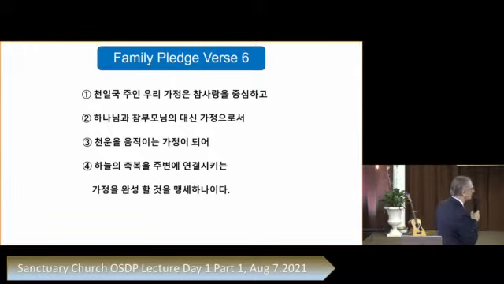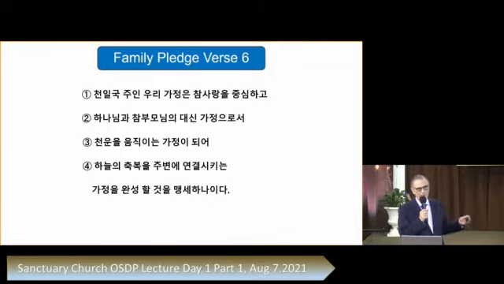Centering on true love. 중심. 중심 means center, right? 하나님과 참부모님 대신 가정으로서. Okay, now this is a big one, all right? 하나님 is God. 참부모님 is a true parent or true parents. 대신, representing, representative family. So as the representative family of God and true parents, our family is supposed to represent God. And our family is supposed to represent true parents.